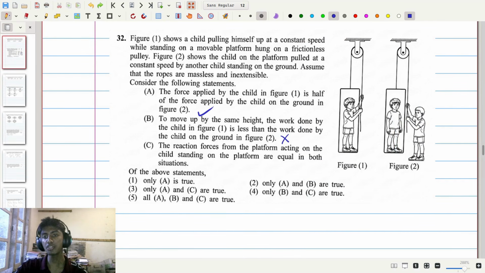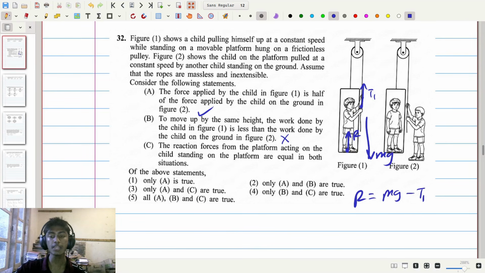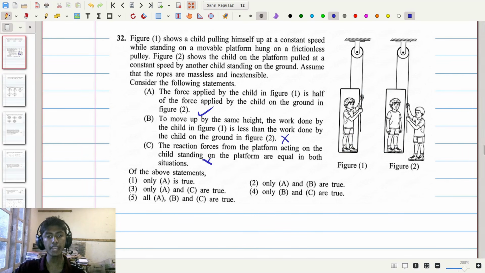However, in the first situation, if we consider reaction force of r here, and consider the other tension of T1 that is acting on the child's hands, since these two forces of T1 and r are counteracting the downward mg, we can conclude that r must be equal to mg minus T1. So therefore, r is not equal to mg like it is in the second situation, and therefore the two reactions here are not equal to each other. So statement C is also wrong. So that means A is correct, B is wrong and C is wrong, and therefore only A is true. So the correct answer is answer number 1.